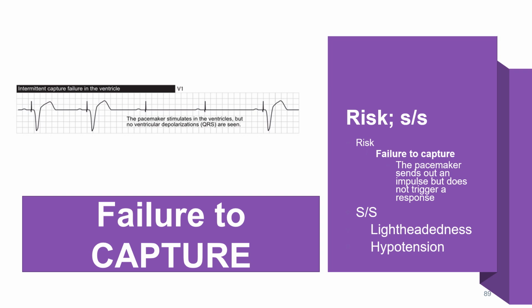Failure to capture. You got your P wave here, but no QRS after it. So this P wave happened and then this QRS occurred. This P wave happened, however, no QRS happened, and the same thing goes here. The pacemaker sends out an impulse but does not trigger a response. Signs and symptoms can be lightheadedness or hypotension.